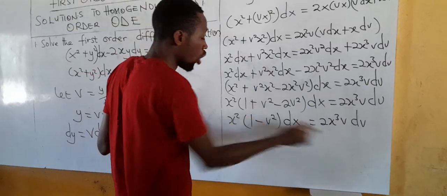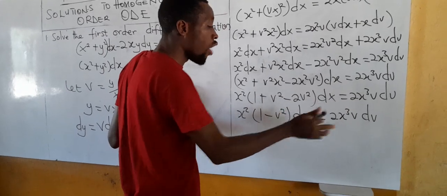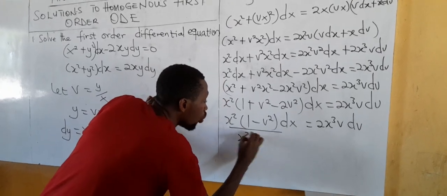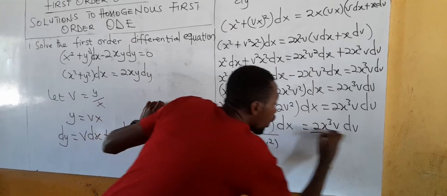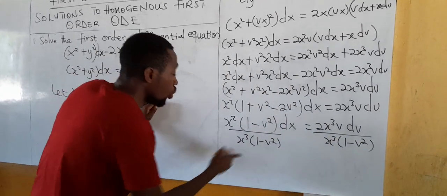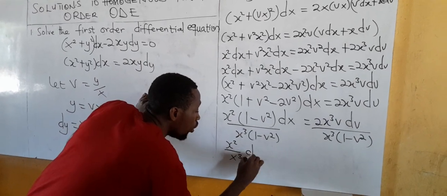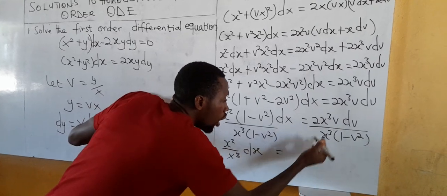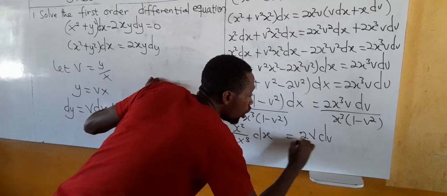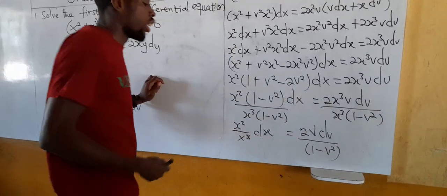Now what do we want to go there? We want 1 minus v squared to go there, and we want x cubed to come here. So we divide both sides by that. We divide both sides by x cubed times 1 minus v squared. So this will divide that, and we'll be left with x squared over x cubed, dx. So this x cubed will go away. So we have 2v dv all over 1 minus v squared. I hope you get that.